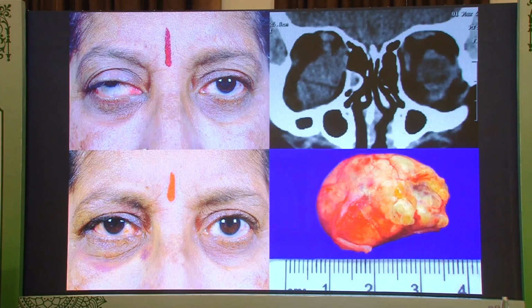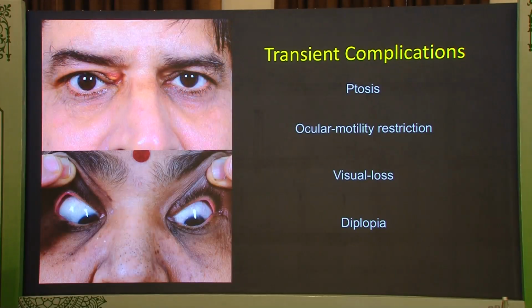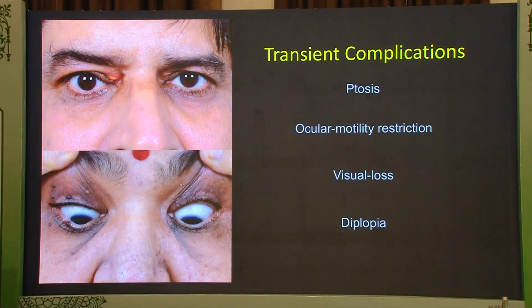In orbitotomy in general, there can be certain transient complications like ptosis, ocular motility restriction, visual loss, and diplopia. These are the possible complications, but these can be taken care of. As you can see, the ptosis could be corrected, and even later the strabismus can be corrected. Visual loss and diplopia, of course, are two things which cannot be really taken care of later, so you have to think about it preoperatively.